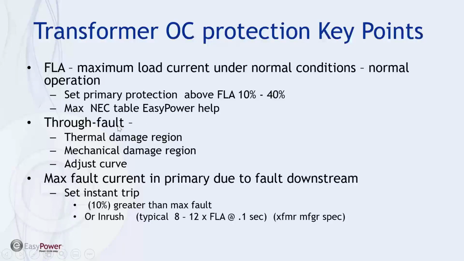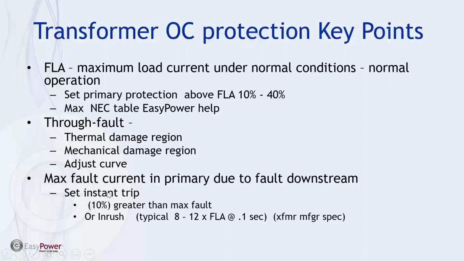Now, in terms of a through fault, we want to make sure we don't have the potential for exposing the transformer to thermal damage or mechanical damage, and then we adjust the knee in the curve, that's the very inverse plot, so that it avoids that Z area in the damage curve.